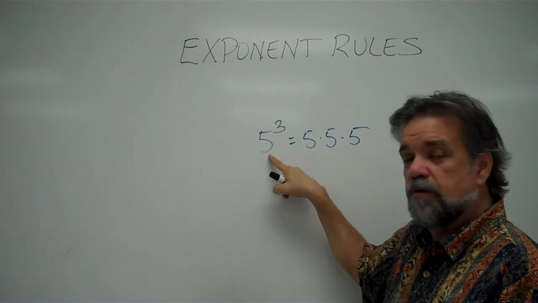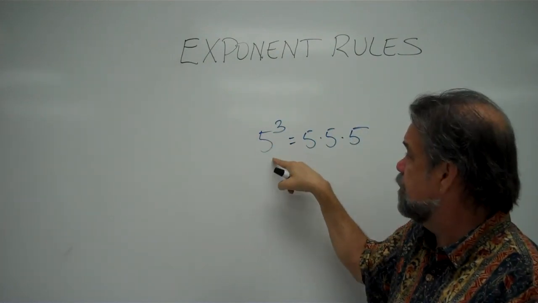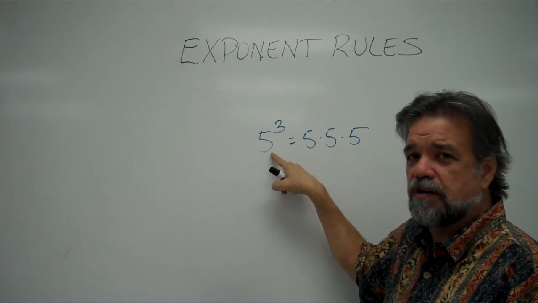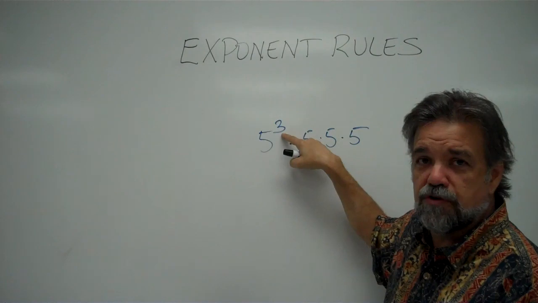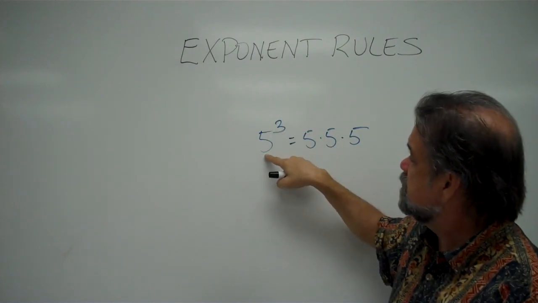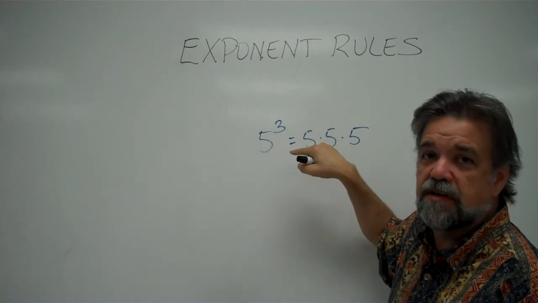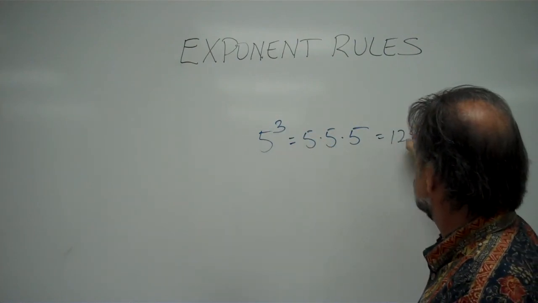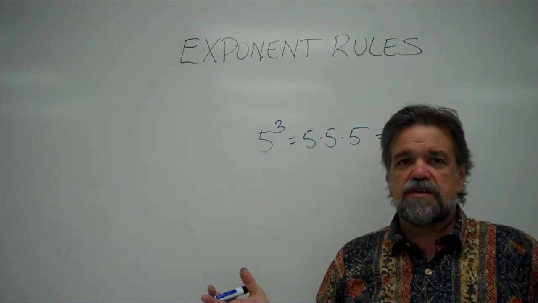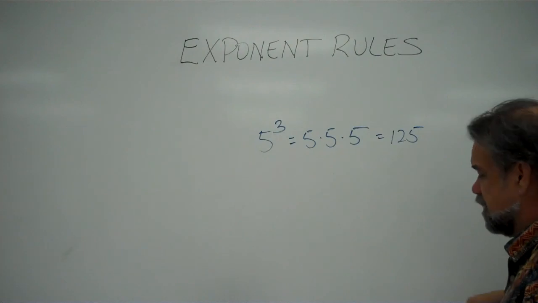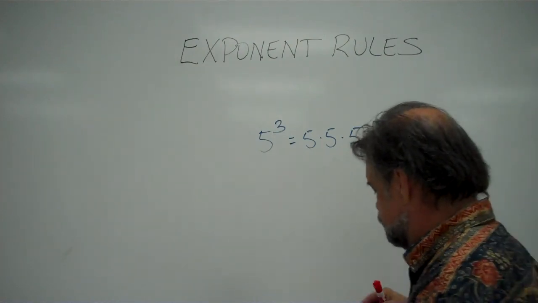It means you take your base, that's what this number is called, the base. You take your base and you multiply it by itself this many times. You look at your exponent, that's what this number is called, and you say, okay, base times itself, exponent many times. So 5 times 5 times 5, which is going to get us 125. All right? Pretty easy stuff, right?